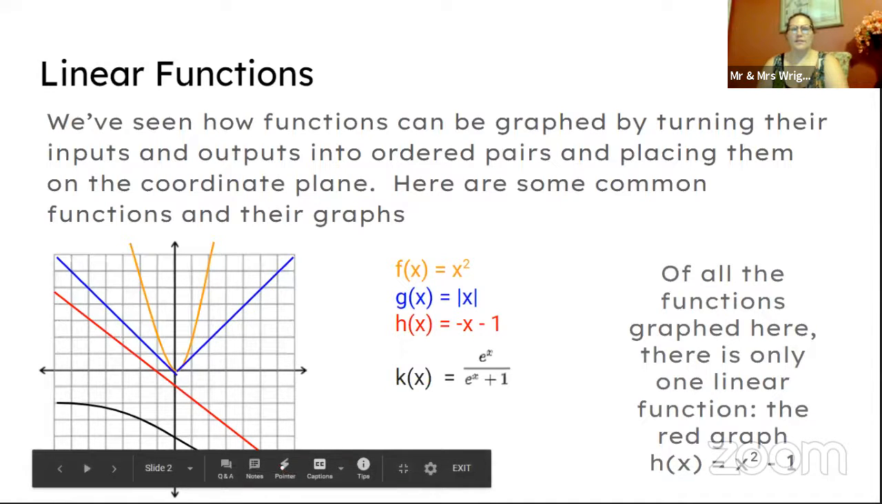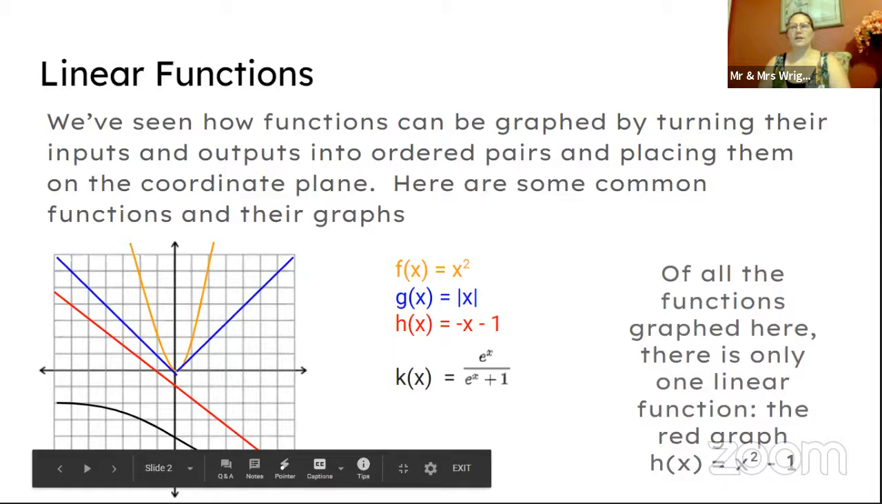That's this V basically here in the blue. H of x is negative x minus 1. That's this red here. And k of x equals this equation. That's this S curve, gentle S curve here.